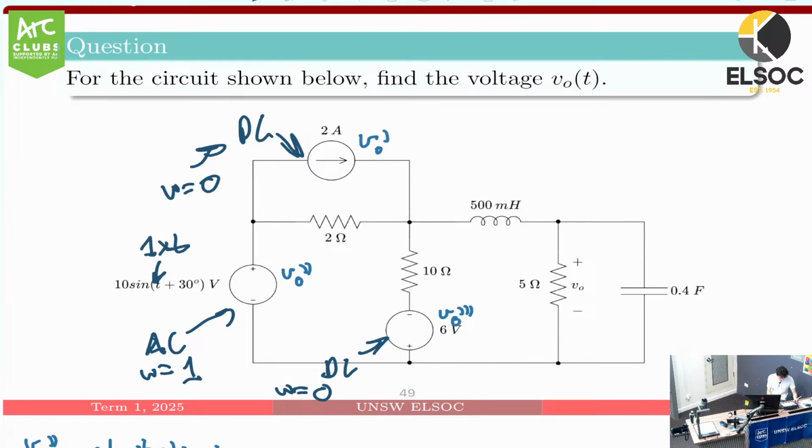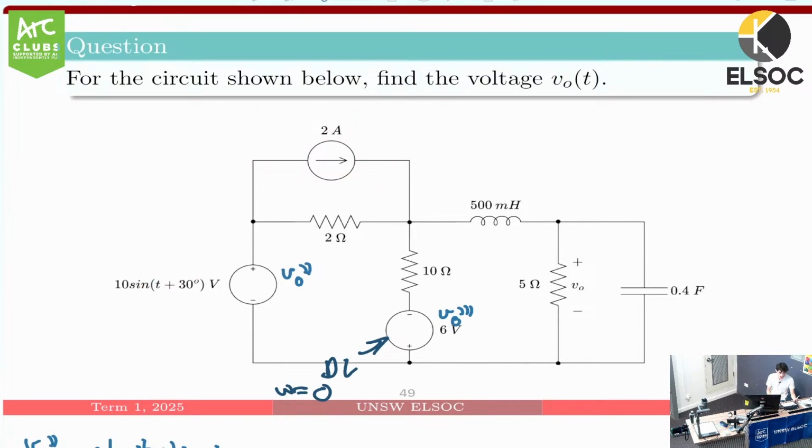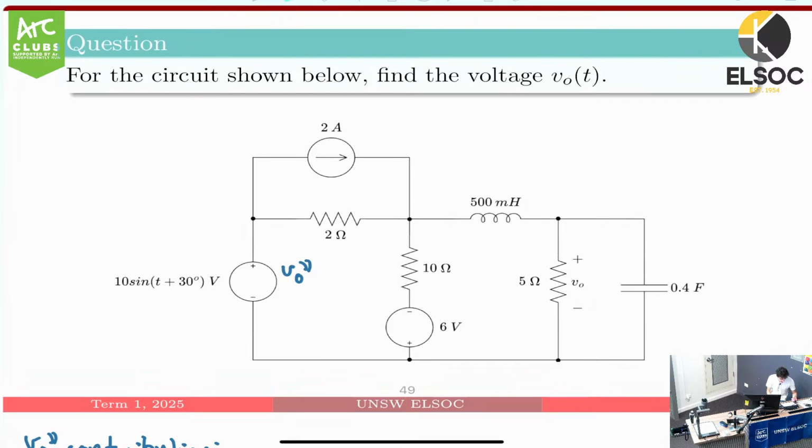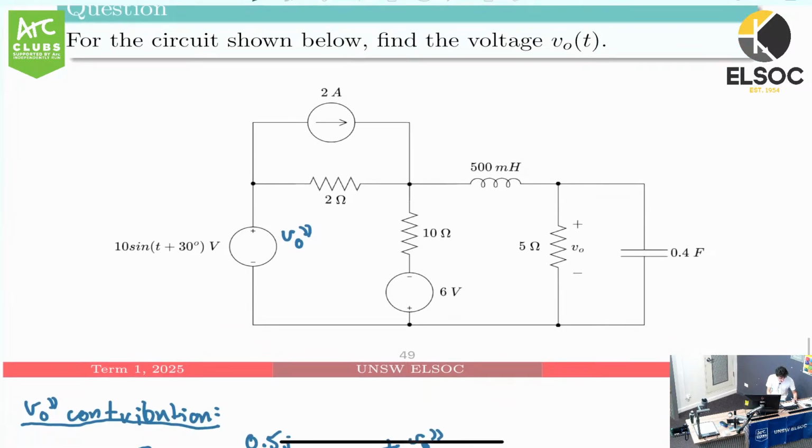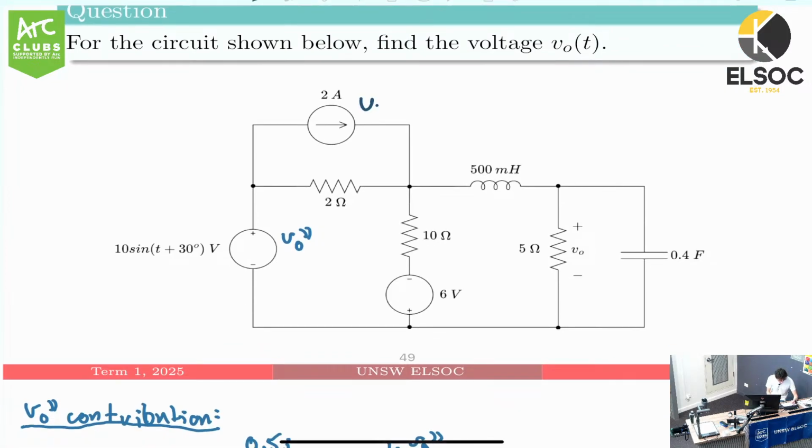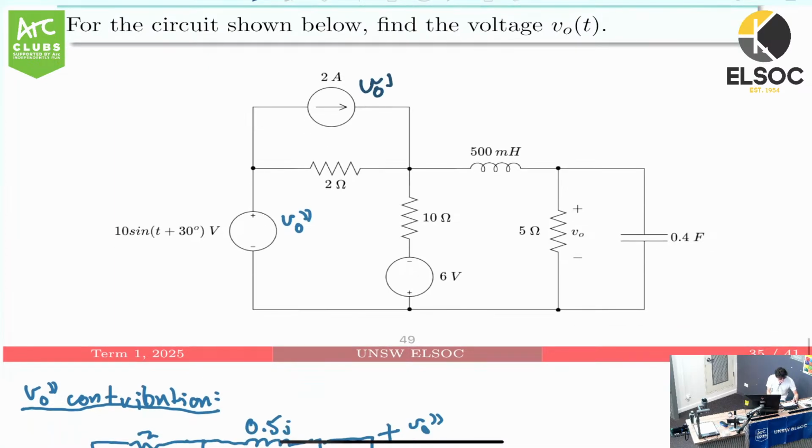Just 1 times t. So what that should tell you immediately is that we can't solve this using mesh or nodal. We have to use superposition. Or you could use mesh and nodal, but within superposition, if that makes sense. So what we can do is consider each source individually. I'll just rename these. So this is V0 dash, this is V0 double dash, this is V0 triple dash.